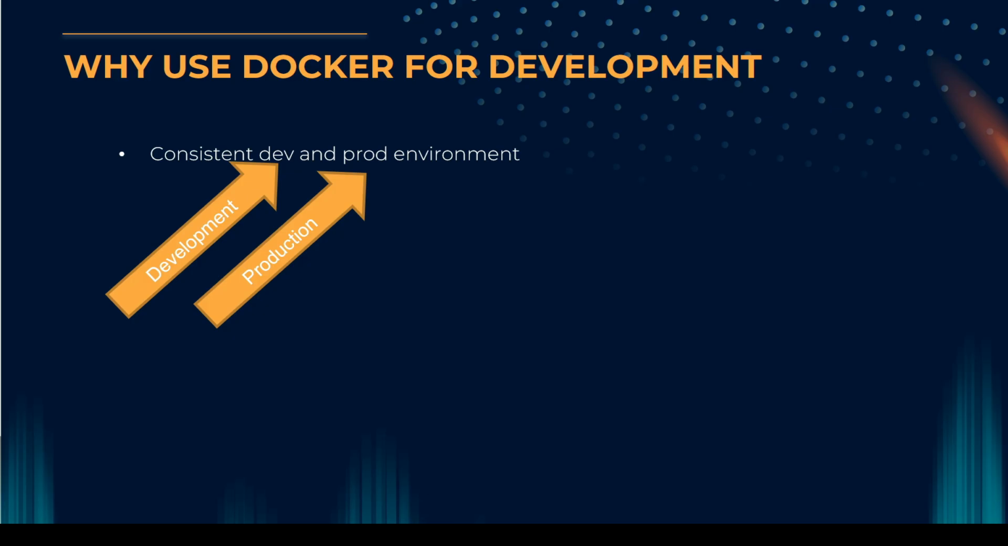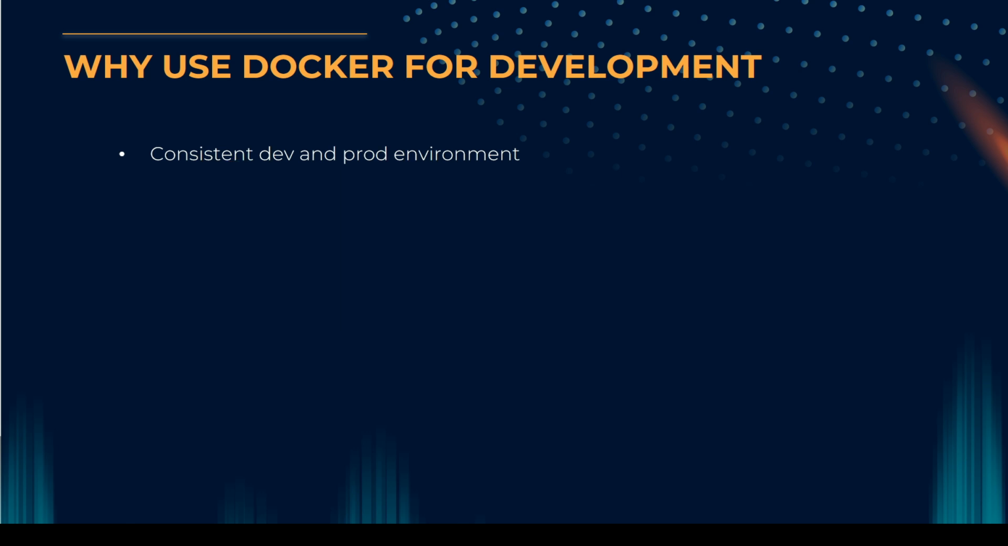As a result, it eliminates those frustrating issues where something works locally but fails on the production server or vice versa, simply because the environments are different. By using Docker, you ensure a consistent environment on both your local development machine and the server where you deploy the application. Another benefit is easier collaboration.